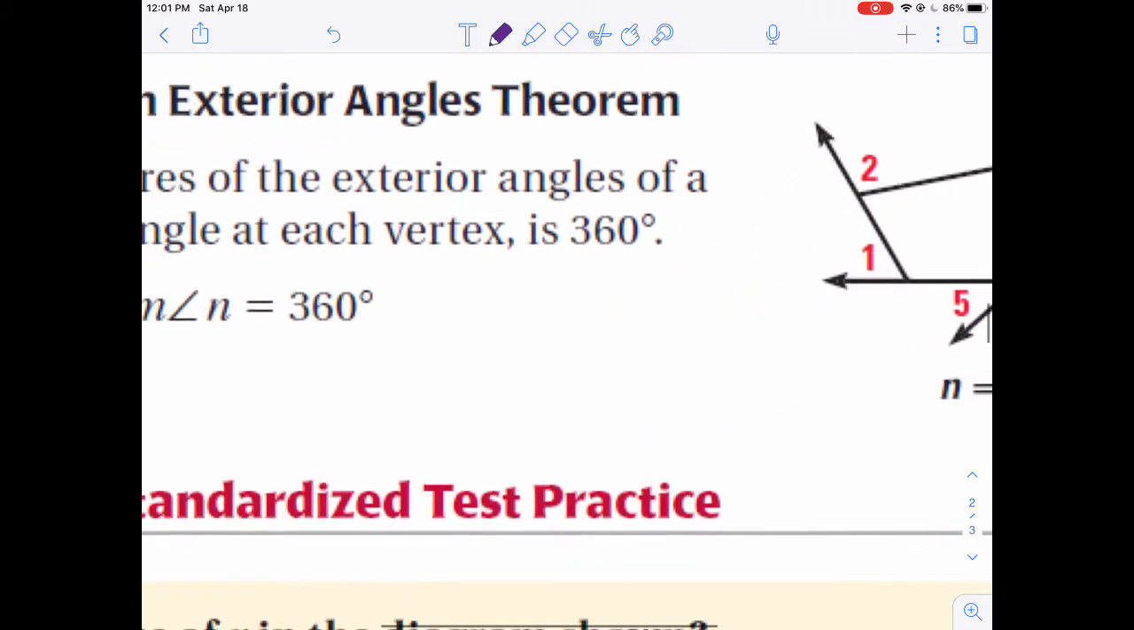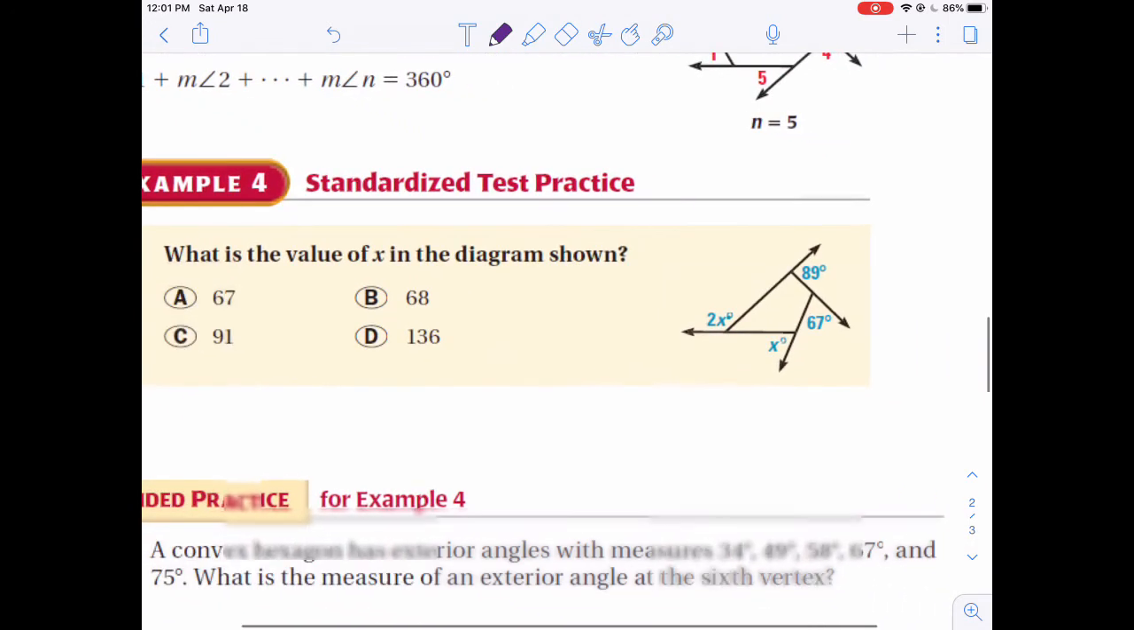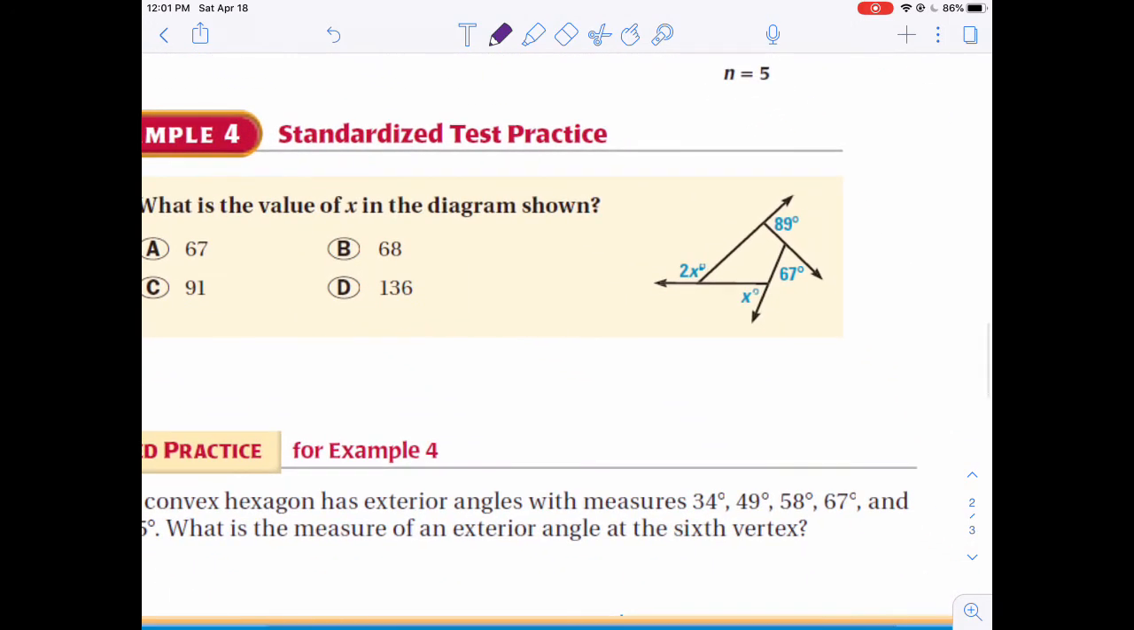Now let's do a problem here. They ask, what's the value of x in this diagram? Look at it carefully. Exterior angle, exterior angle, exterior angle, exterior angle. Does it matter how many sides and angles a polygon has? Nope. The sum is always 360. So I take those 4 numbers, add them up, and set it equal to 360. That's all you have to do.